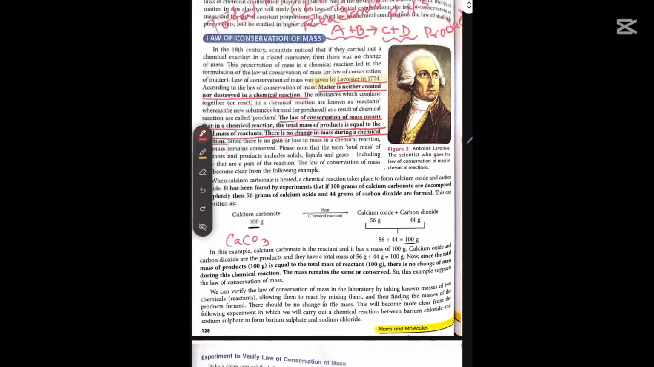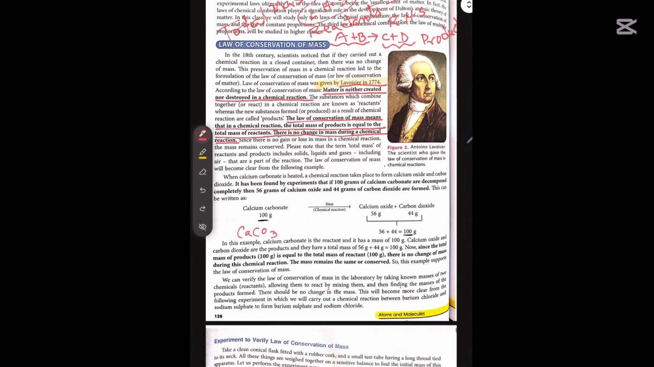So let us see one particular reaction over here. Calcium carbonate is being heated. When it is heated, it breaks down to form calcium oxide and carbon dioxide. You have to remember the names. Calcium oxide is CaO and carbon dioxide is CO2. When you heat, this particular reaction can be named as a thermal decomposition reaction.